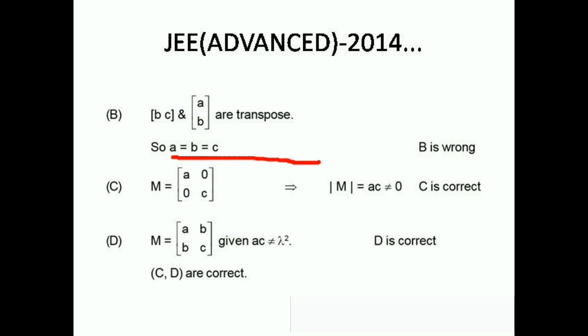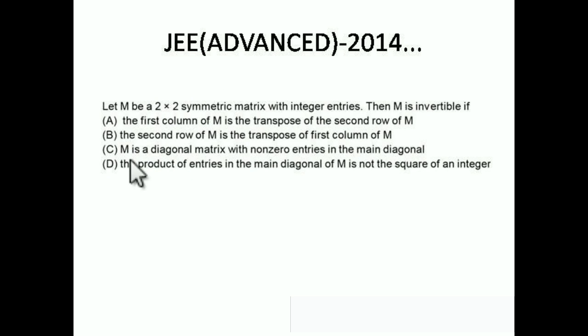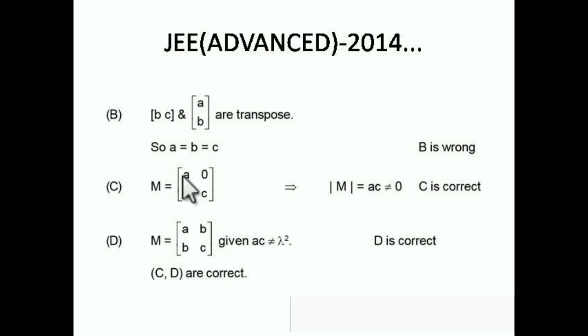Now third option, M is a diagonal matrix with non-zero entries in the main diagonal. That means the main diagonal has non-zero entries and the other two are 0. That means we have the value of mod M, that is AC, and it is non-zero. That means C is correct, because if mod M is not equal to 0, then the inverse must exist. That means C is my right option. We have to check for D because it's multiple choice.